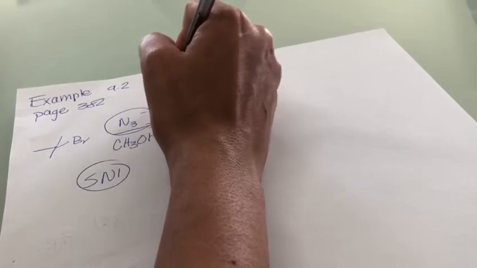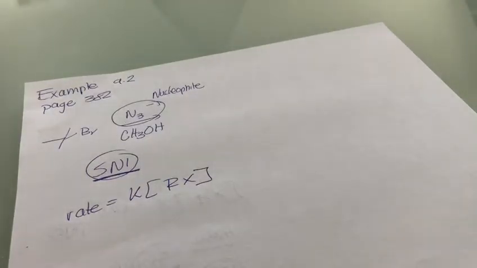But let's see what the N3 anion is. This is playing the role of the nucleophile. And the question is telling you that it's an SN1 reaction, meaning that the rate law only depends on the concentration of the haloalkane and not on the concentration of the nucleophile. Why? Because the nucleophile does not participate in the rate determining step for the SN1 reaction mechanism.